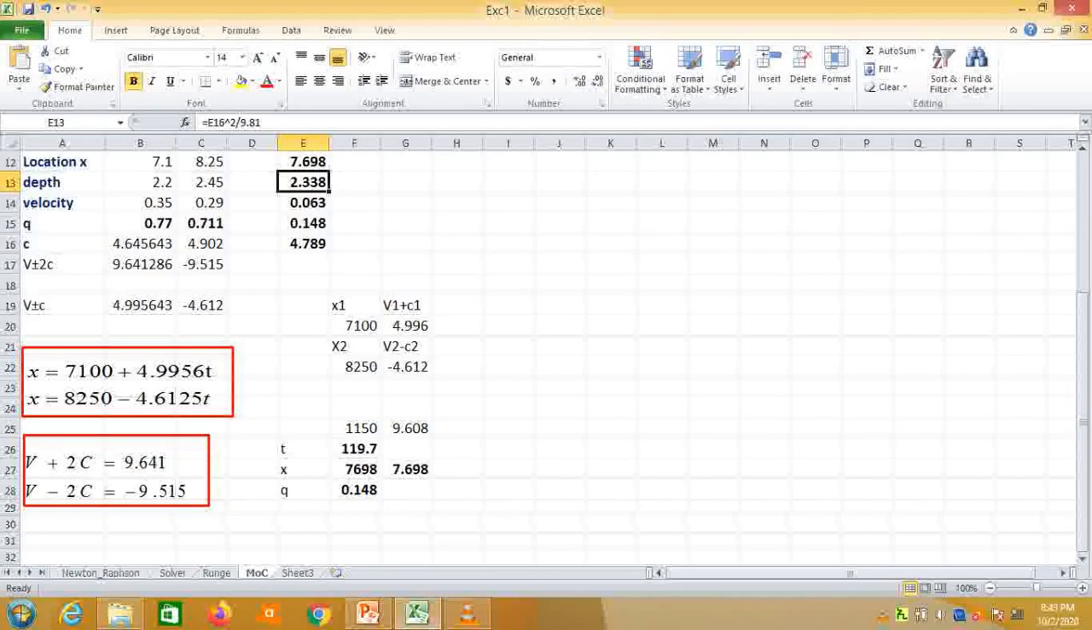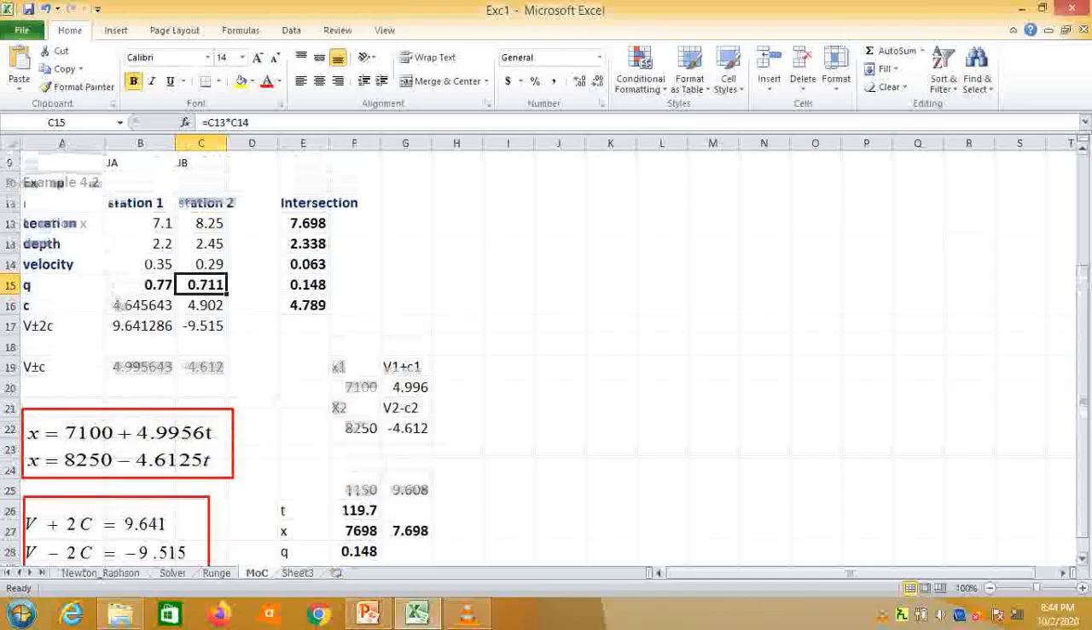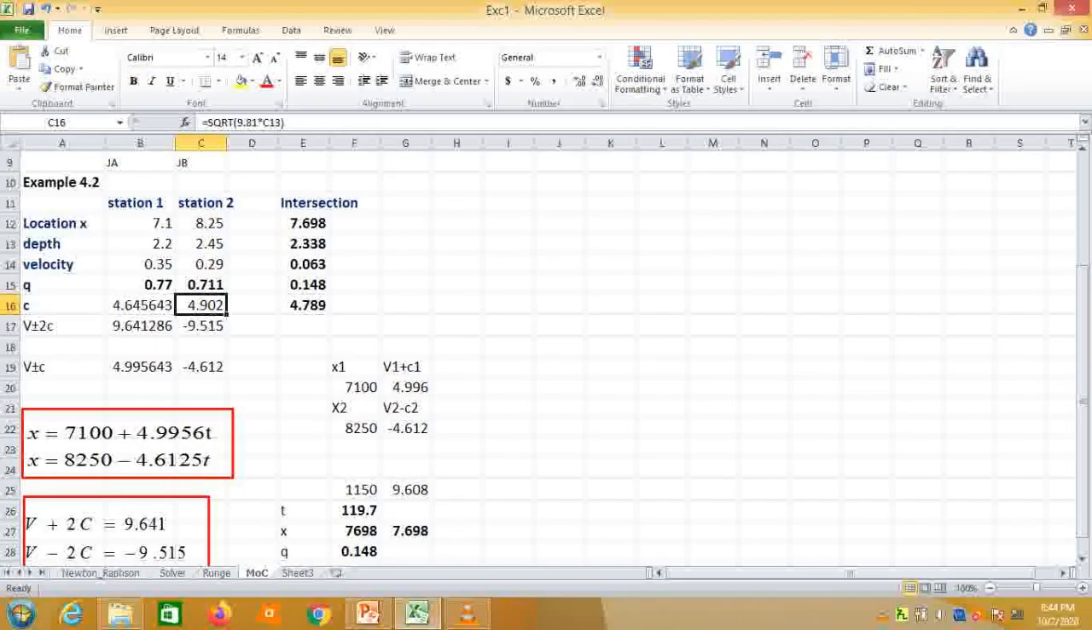If you obtain then the flow depths, then you can easily obtain the specific discharge. Initially it was 0.77. Then at station number 2 it is going to be 0.711, it's decreasing slowly. And then at the intersection, it has tremendously reduced. It looks like there is a sudden shutdown of a gate somewhere. And this would be noticed after about 120 seconds at a distance of 7.7 kilometers, it looks like.